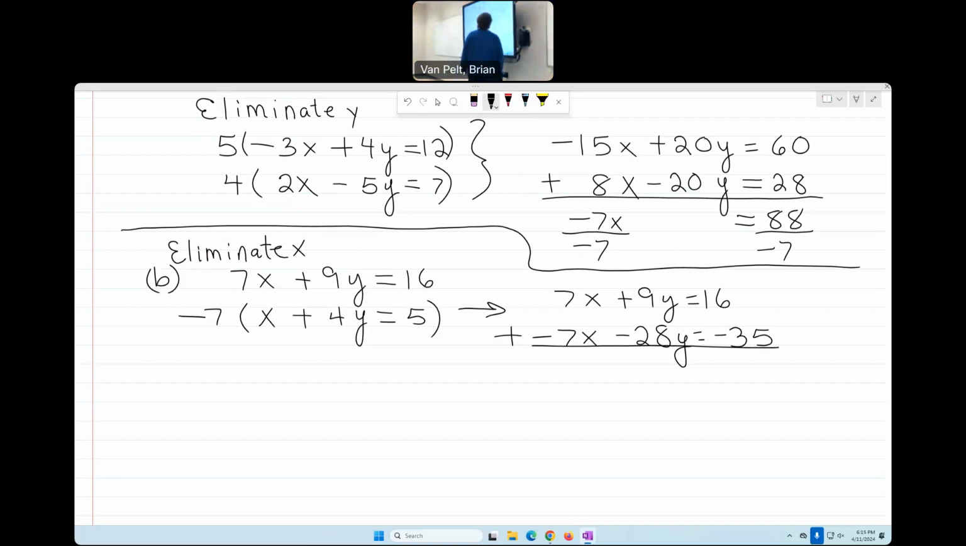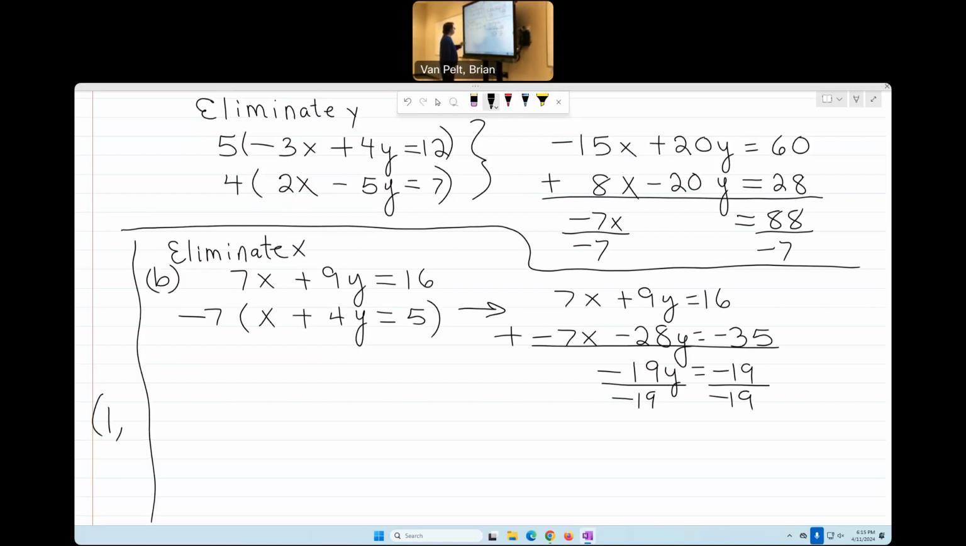Well, I'll add these two together. It looks like I get negative 19y equals -19. Divided by -19, and we get y equals 1. The answer over here, I'll put it over here somewhere. I have 1 comma something. Then I'll go about eliminating y.